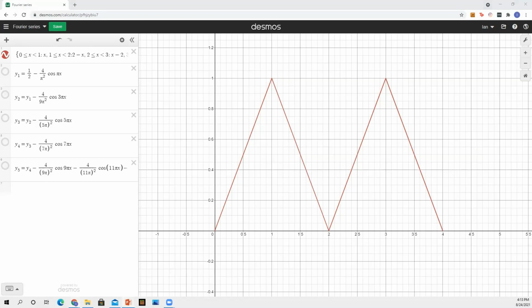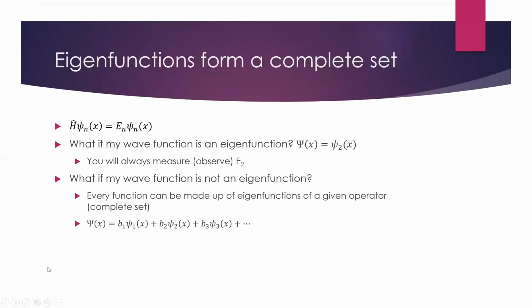So if we go back to our PowerPoint here, if our wave function, capital psi of x, is equal to b1 small psi 1, where the psi 1, 2, and 3 here are the eigenfunctions, we would measure each of the possible energy values that are associated with psi 1, psi 2, and psi 3. Now, what we would measure depends on how much the function looks like psi 1, psi 2, or psi 3. And that's what these B constants here are. We'll look more at these in the coming lectures, so don't worry too much about how we're going to do that yet. We'll see that in the next couple of lectures.